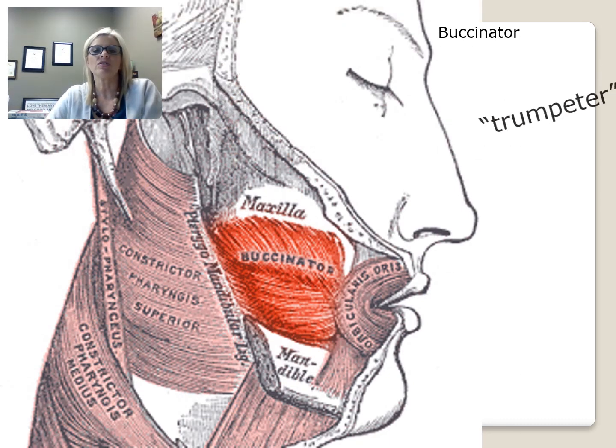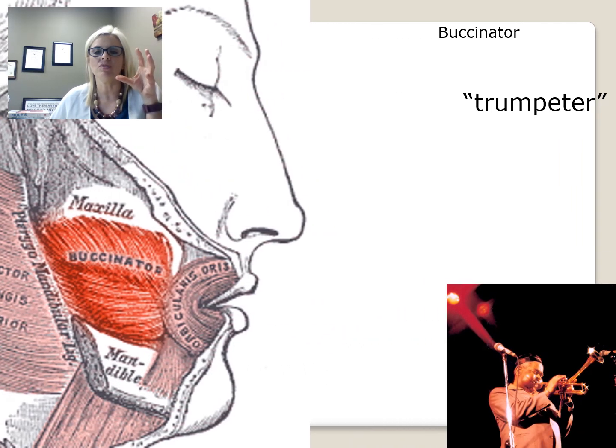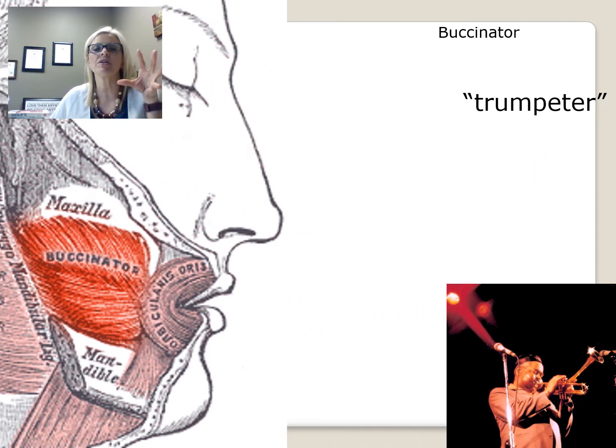Here is another one that has a really weird name, buccinator. That sounds really odd, but if you see what the word in Latin means, it makes sense. This is also called the trumpeter muscle because it's the muscle that you use in your cheek to blow the trumpet, okay? And you can see that really shown here in this picture. It's called the trumpeter muscle, and that's the buccinator.